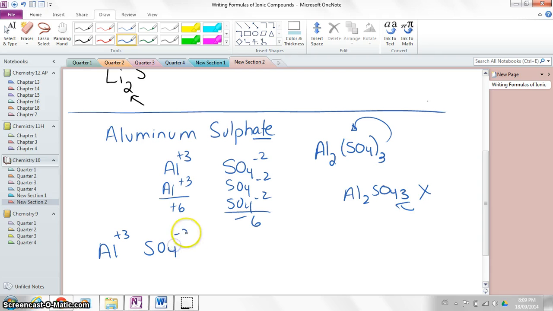You can use the crisscross rule with this one. It works most of the time. The 2 goes here, and the 3 goes there. So Al2(SO4)3.